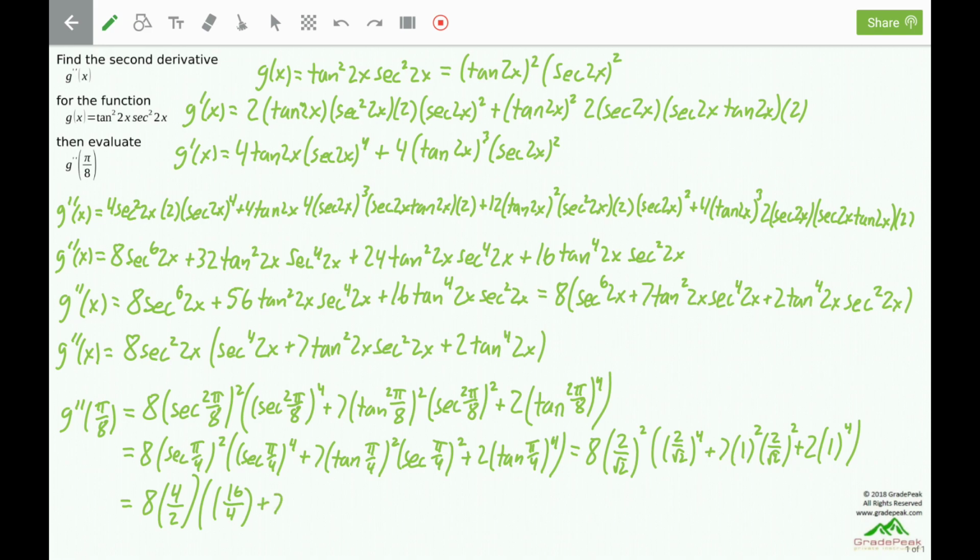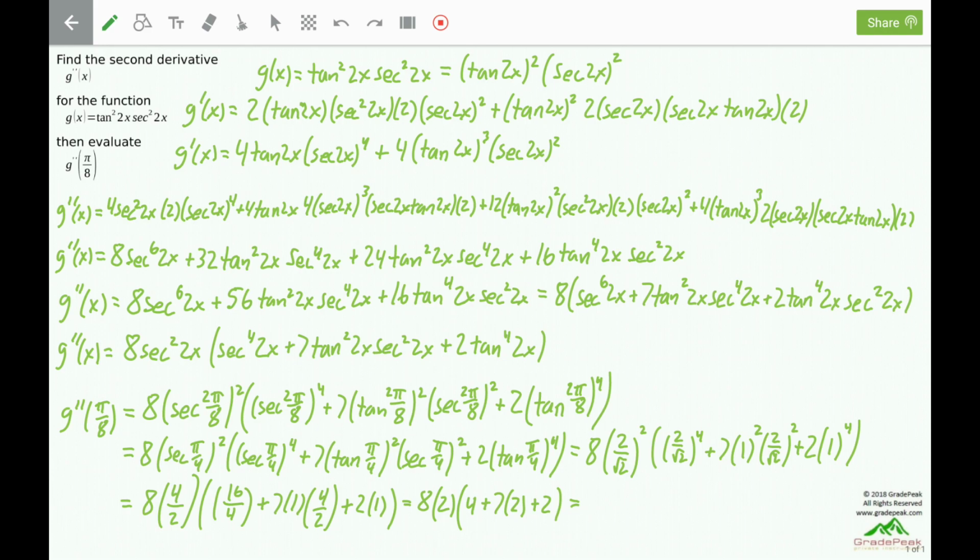Plus 7 times 1 squared, which is a 1, times a 2 squared, which is a 4, over a root 2 squared, which is a 2, plus 2 times 1 to the fourth, and 1 to the fourth is a 1. Well, 4 over 2 is a 2, so I'll write it that way. 16 over 4 is a 4, plus 7 times 1, which is a 7. 4 over 2 is a 2, plus 2 times 1, which is a 2.